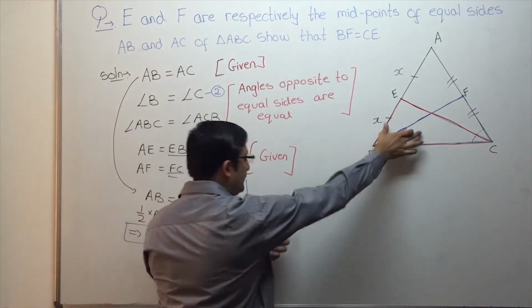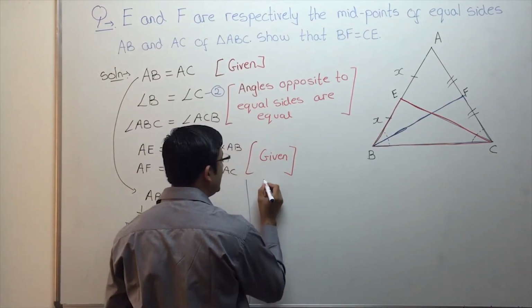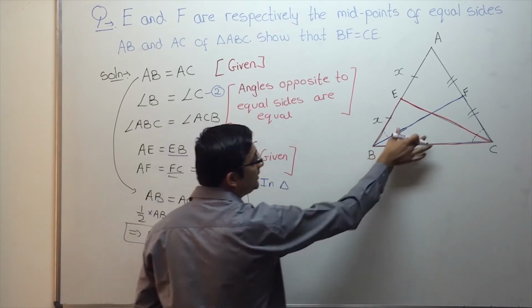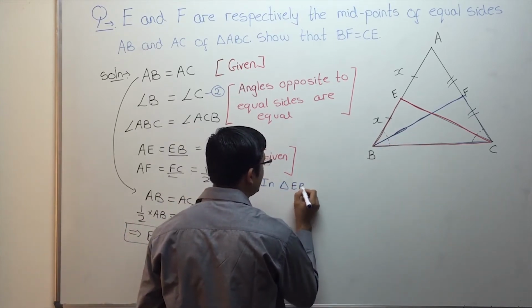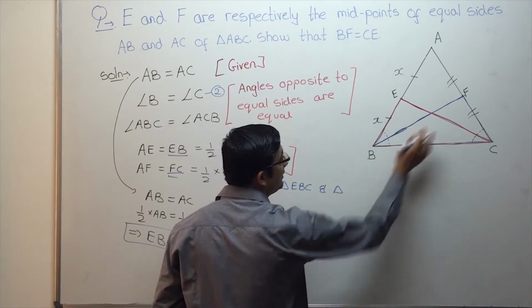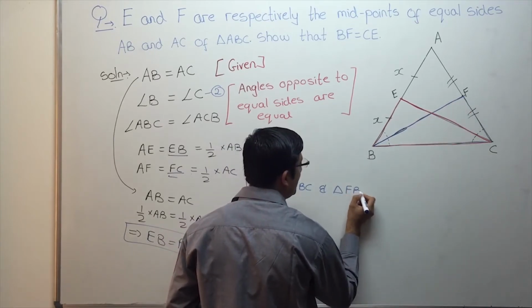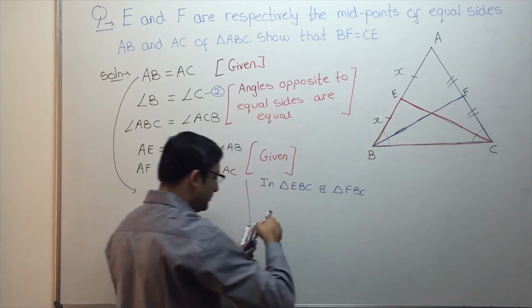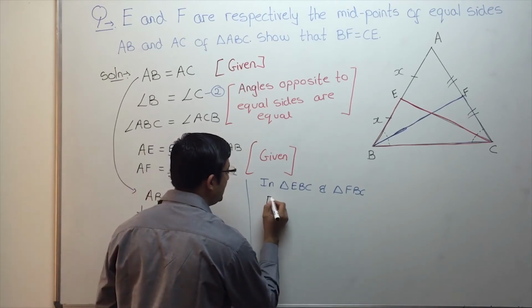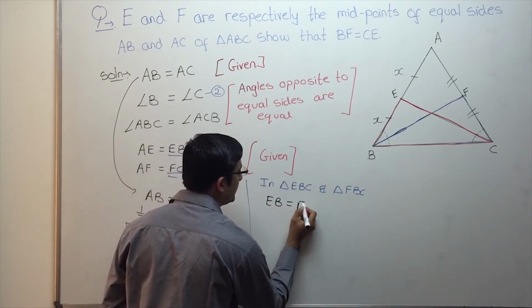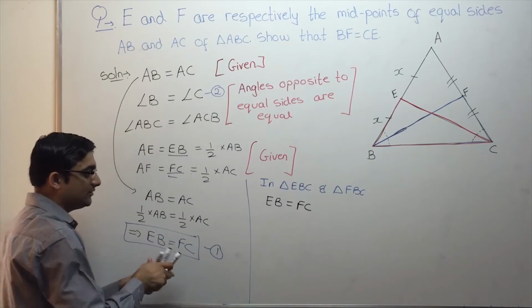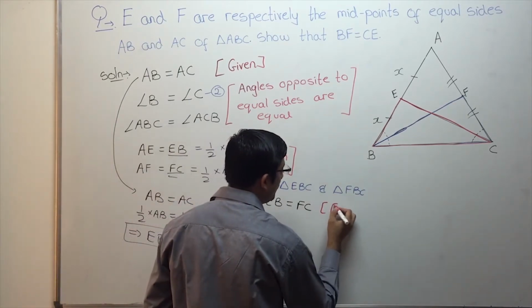So now we have to prove these two triangles to be congruent. So write down their names. That is, triangle EBC and triangle FBC. What all do we know? First of all, EB is equal to FC. So I'll write over here, EB is equal to FC. How did I get it? From 1. So mention in bracket, from 1.